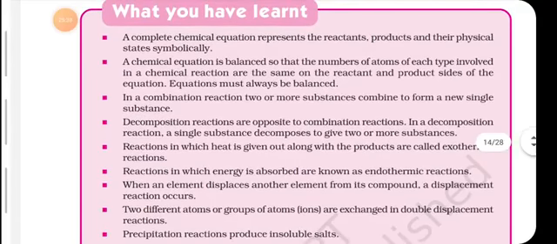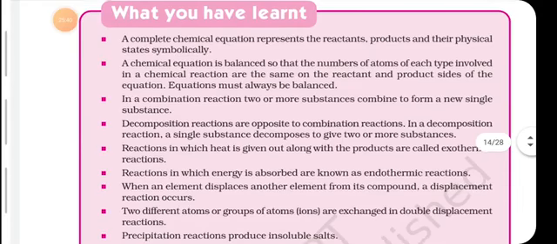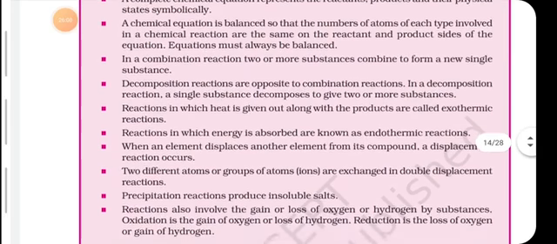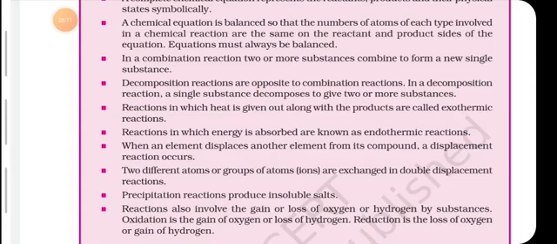Still one more time, though it looks boring to you, we will recap what you have learned. A complete chemical equation represents the reactants, products and physical states symbolically. A chemical equation is balanced so that the number of atoms of each type involved in a chemical reaction is the same on the reactant and the product side, and therefore the equation must always be balanced. In a combination reaction, two or more substances combine to form a single substance. A decomposition reaction is the opposite: a single substance decomposes to give two or more substances.